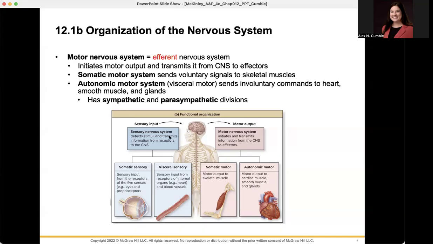If these are conscious, sending it out specifically because we know skeletal muscle is voluntary, we call this the somatic motor nervous system, voluntary signals to skeletal muscles. If it is going to internal organs or glands, then we would call it the autonomic motor system or the visceral motor system, where we are sending signals to internal organs or glands. These have their own divisions, which are called sympathetic and parasympathetic, which we'll get a little more into in a later chapter.